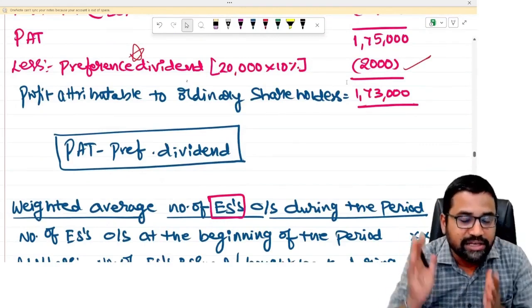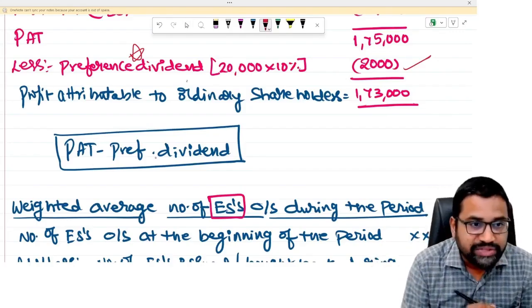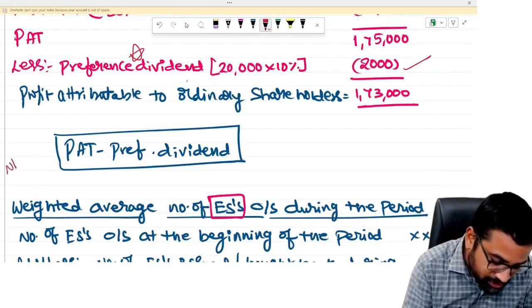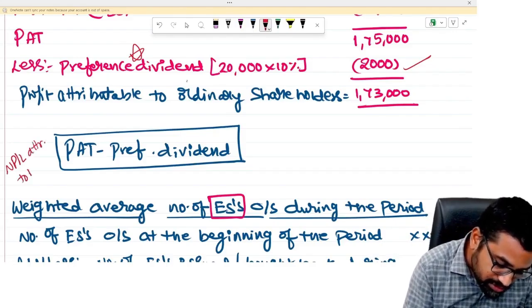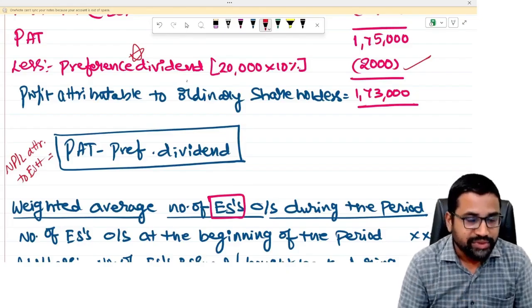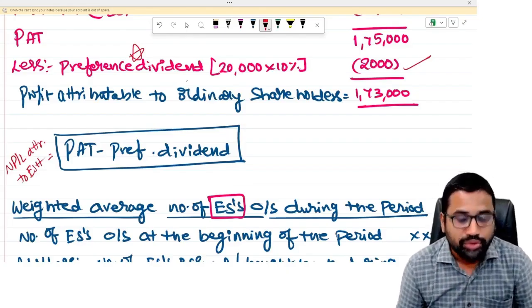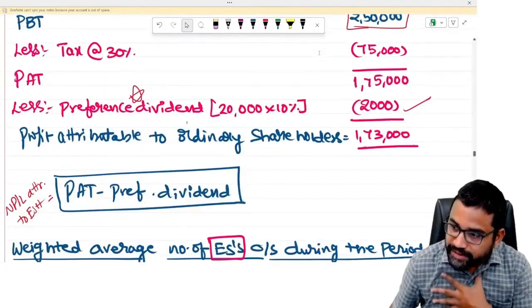So what is the simple calculation? PAT minus preference dividend. You remember this. PAT minus preference dividend is what? NP, net profit or loss attributable to equity shareholders. I think you remember this. Very simple now. PAT minus preference dividend, that is net profit or loss attributable to equity shareholders.